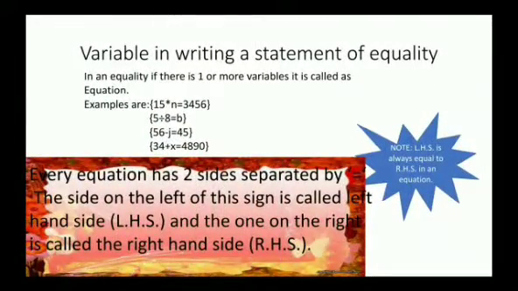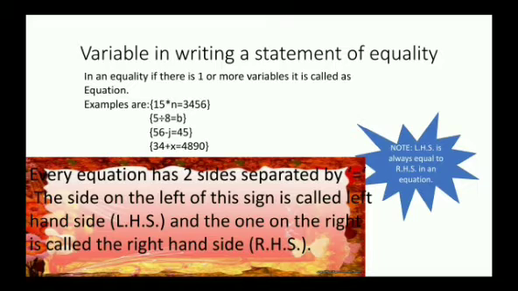Variable in writing a statement of equality. If we have a variable, it is called an equation. Example: 15 into n is equals to 3456. Here the variable is n. That is why it is an equation. In an equality, if we have a variable, it is called an equation.